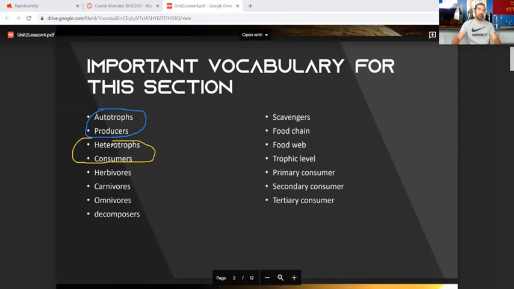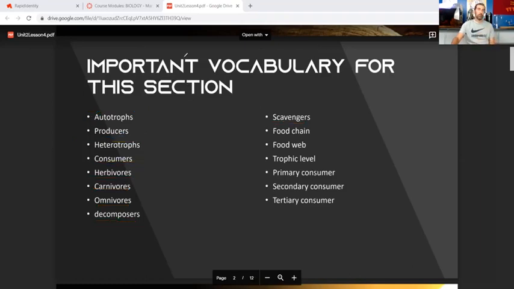Now, there's ways that we can categorize these consumers based off how they eat. You can be an herbivore, a carnivore, an omnivore, a decomposer, or a scavenger. And that's basically all of the definitions or vocab that we will cover today. The rest of it I'll leave for another day. I'm not going to jump into all that today because it is a short Tuesday, Thursday day. All right, so let's go ahead and take a look at all these.